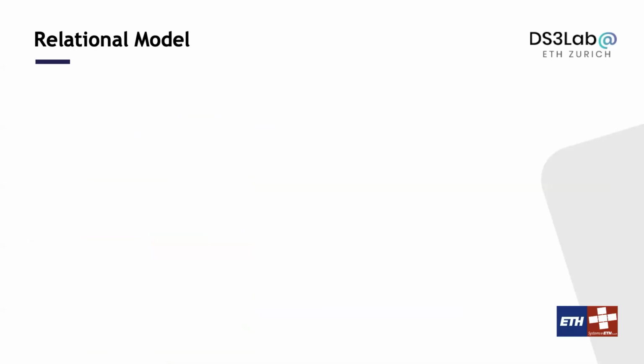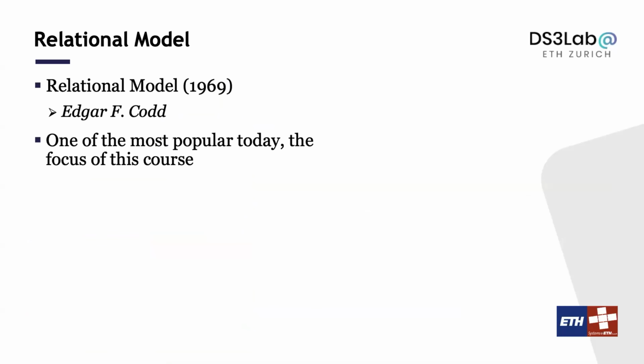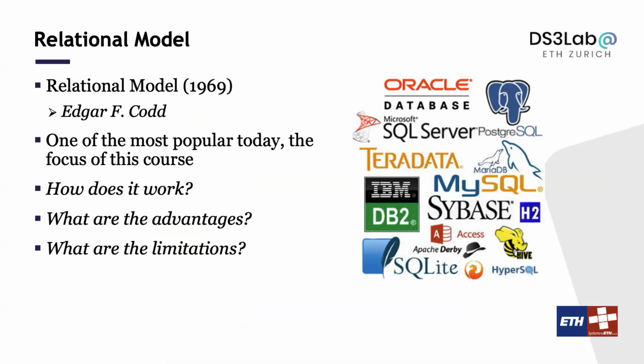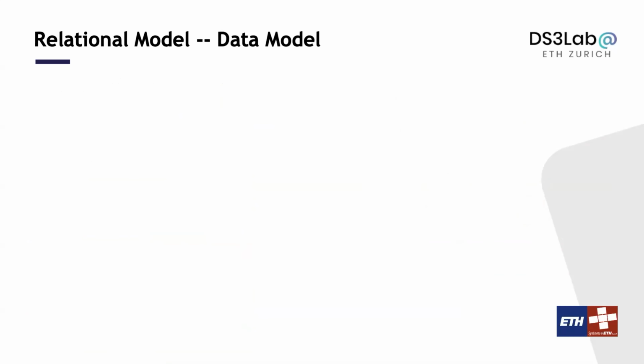So at a very high level, what is the relational model? It actually started around the same time, around 1970, first proposed by a really fundamental, seminal paper. It's one of the most popular today, and also the focus of this course. Again, let's revisit the three different questions: how does it work, what are the advantages, and what are the limitations?